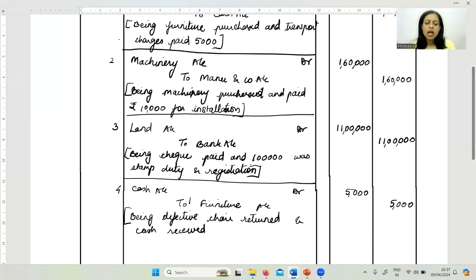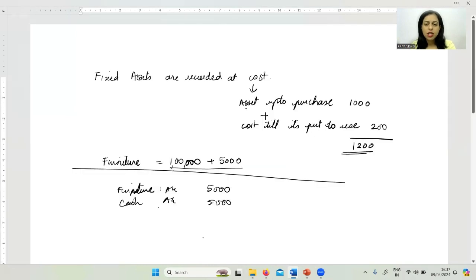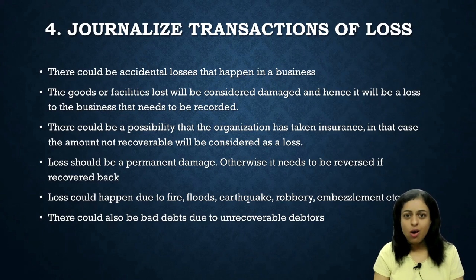So narration can be as per whatever you feel like writing in whatever descriptive manner. It need not be very specific, but it can be just denoting what transaction it was, and one should be able to understand from that narration what you wanted to say. So hope these transactions are clear and you've understood how we do the fixed asset recordings that need to be done. The fourth type that we're going to learn now, it's connected to loss.